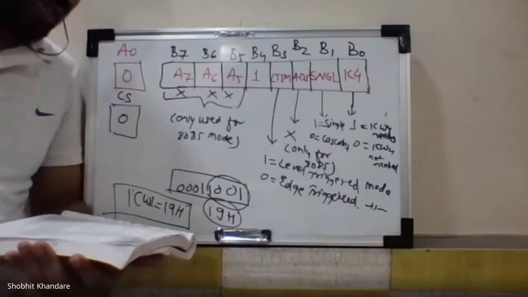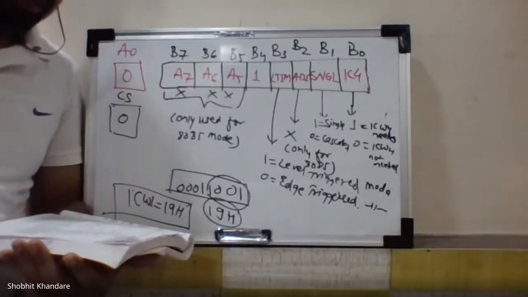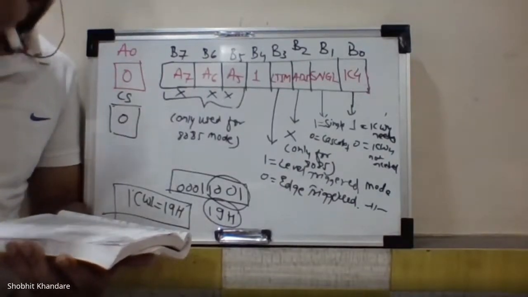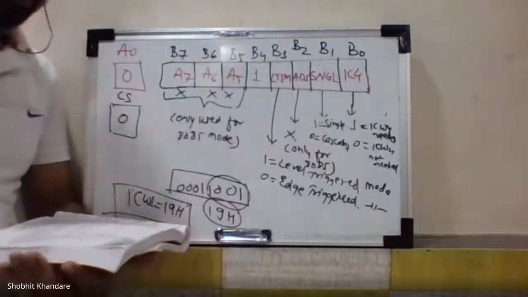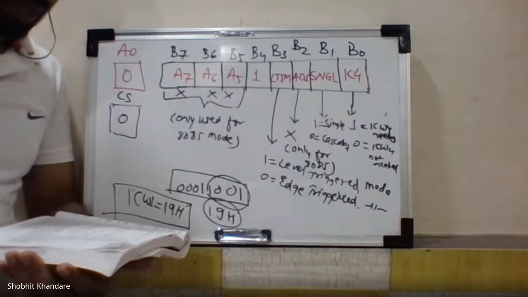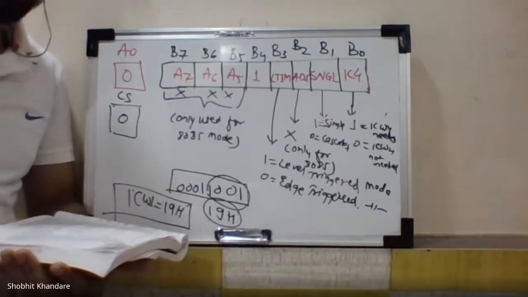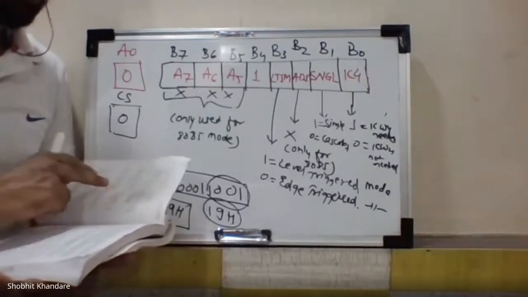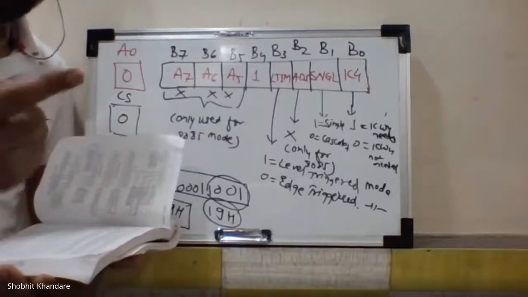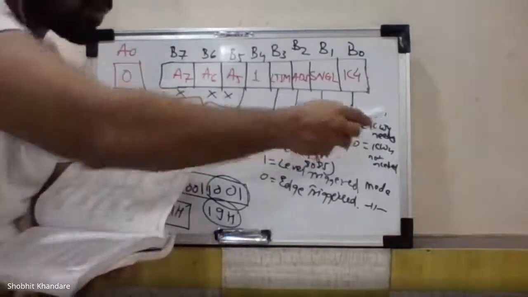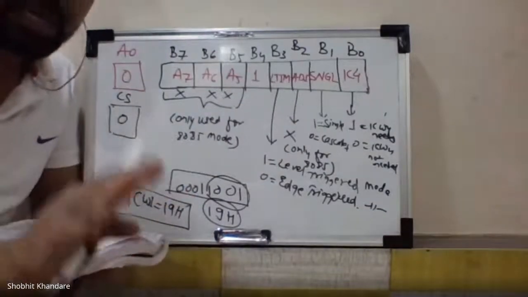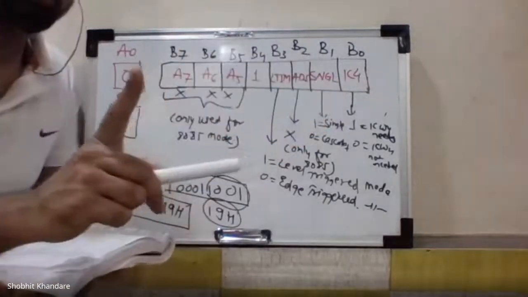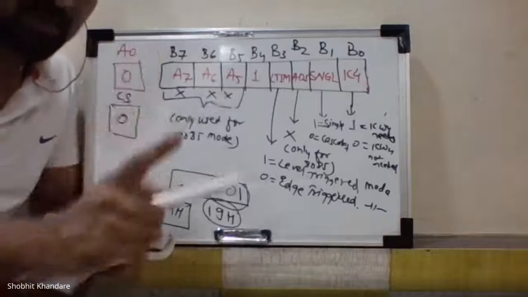For an 8086 based system, we have to set the IC4 bit to 1. I'm talking about the first bit. That means we always require ICW4, as far as 8086 interfacing is concerned. So always this bit will be 1, and we always require ICW4. That is the meaning.